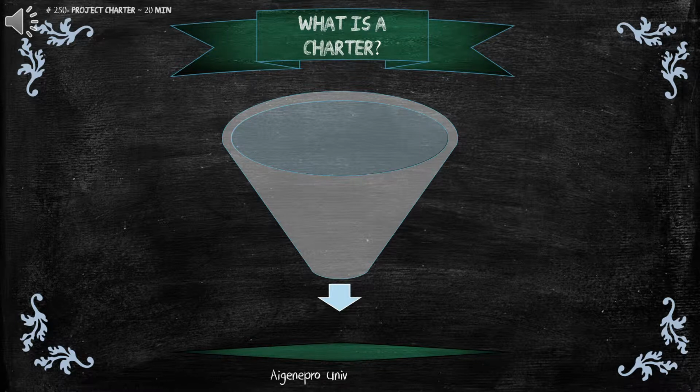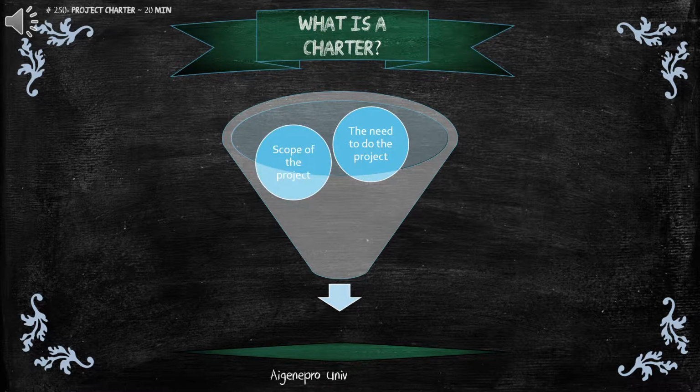It serves three critical purposes. First, it provides the why, or the need to do this project, the why being an organizational priority or a KPI. Second, it determines the scope. Third, it provides validation and refinement.